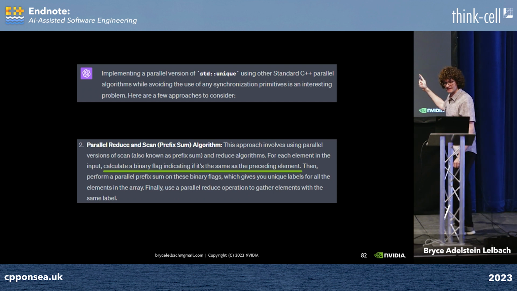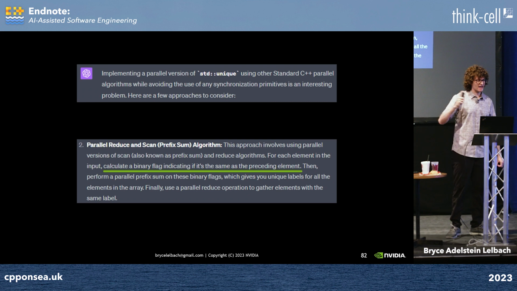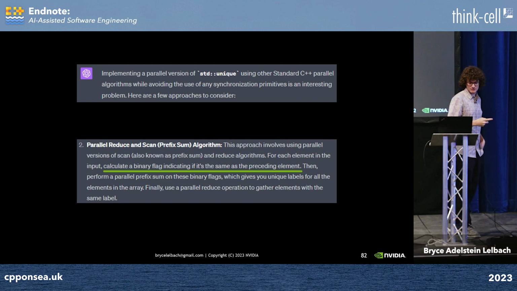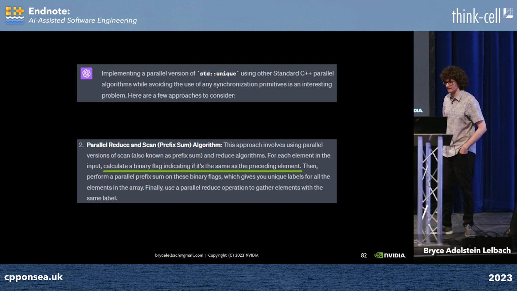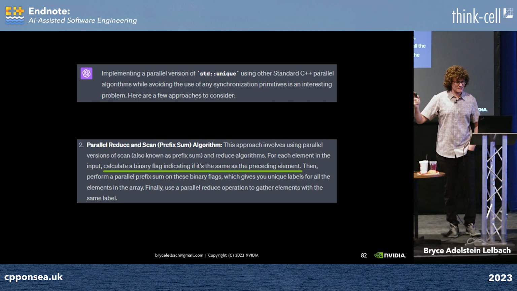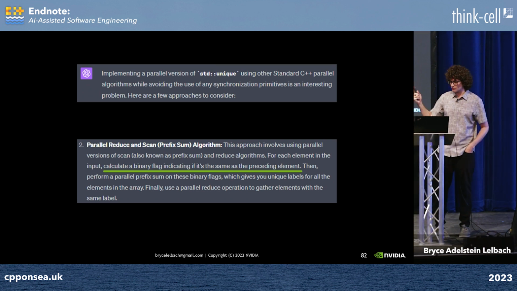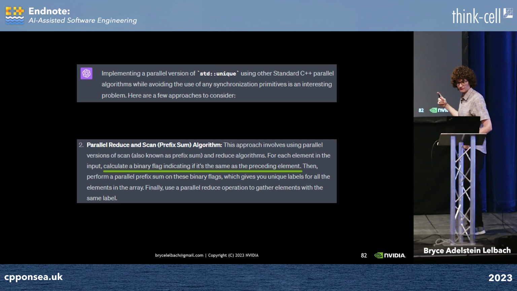So in particular, what I like about option 2 is the part where it says that we should calculate a binary flag for each element that indicates whether it's the same as the preceding element. Computing this sort of metadata with some sort of scan is a common pattern in parallel algorithms. And often we don't need storage for this metadata. We can build it on the fly.